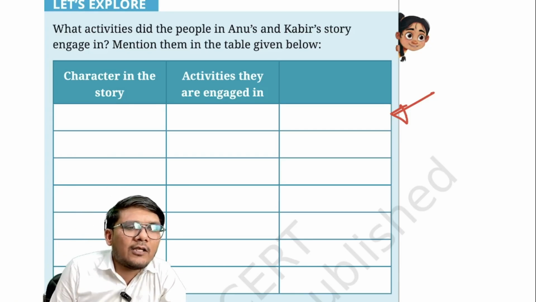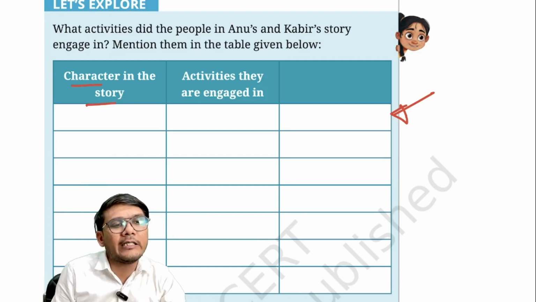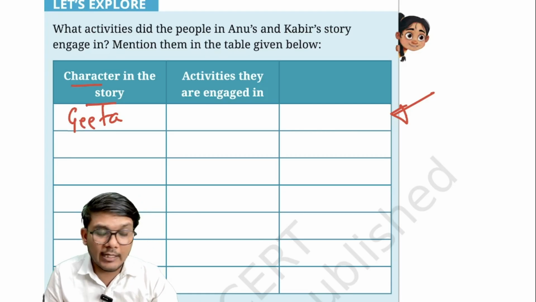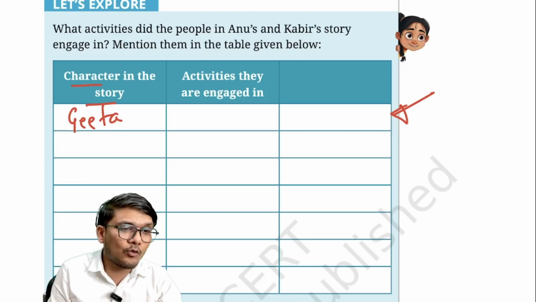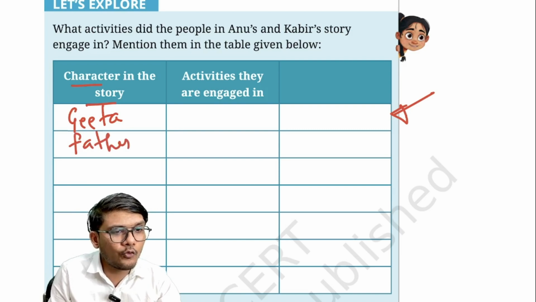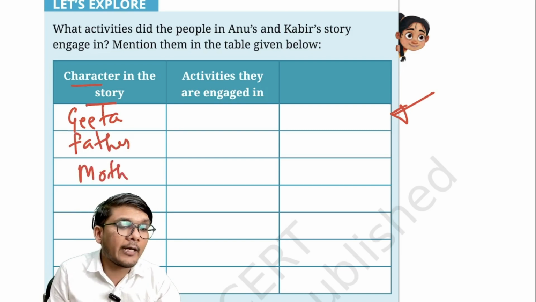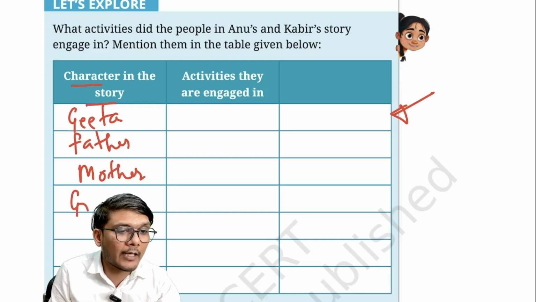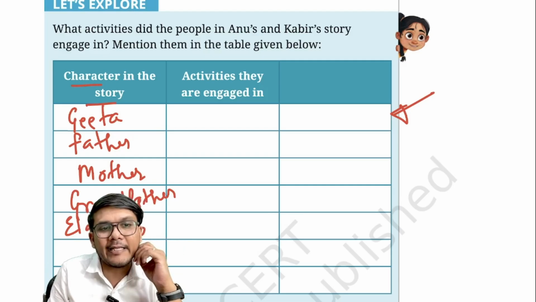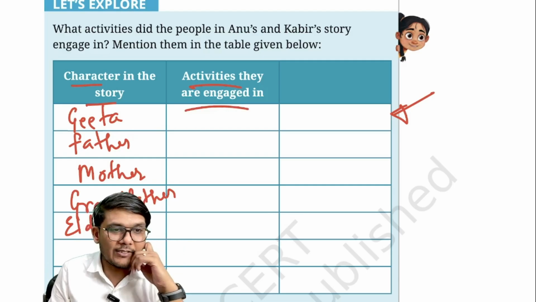So here they are asking us to write the names of the characters. For example, Geeta, Didi, that we saw actually, right? Then you have Anu's father, then you have Anu's mother who is there, right? You have Kabir's grandfather who is there, correct? And then you have Anu's elder brother who is also there. So you have to write all of them and then write the activities they are engaged in.